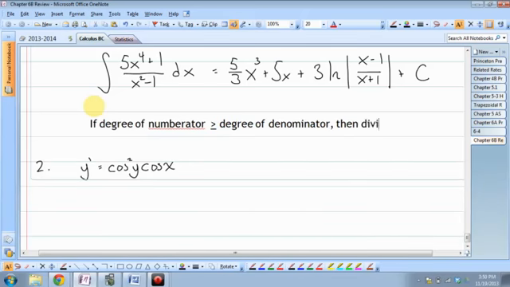Then divide. How's that? That make sense?